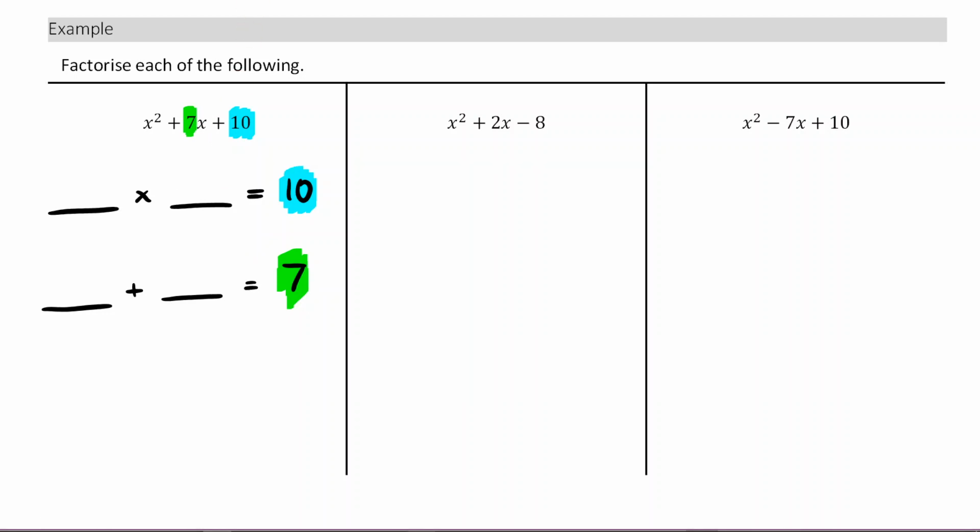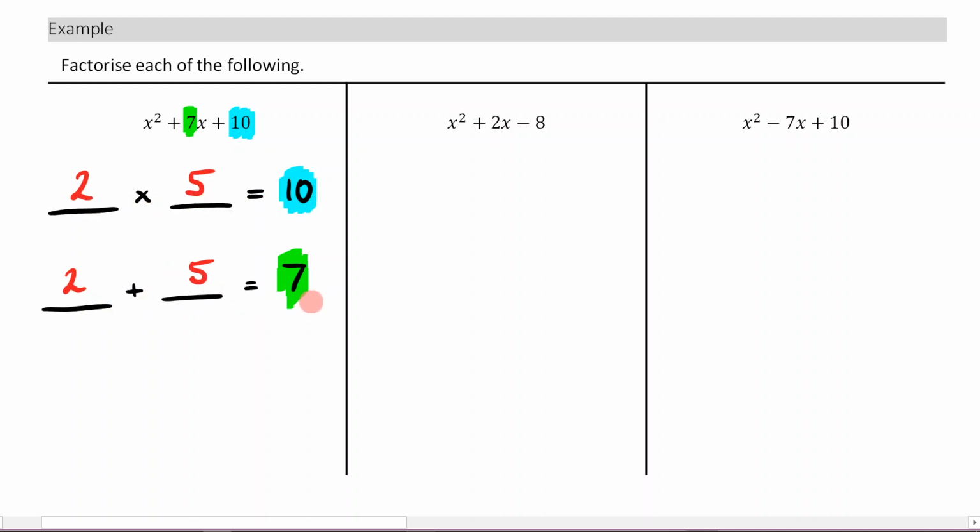Okay, so now we just need to turn our brains on and see if we can think of what these numbers would be. And this just comes with practice. The more you do them, the quicker you'll be able to figure it out. 2 times 5 is 10. 2 plus 5 is 7.